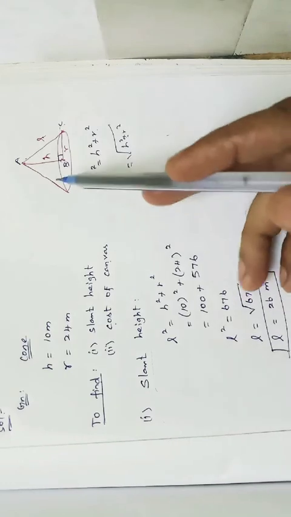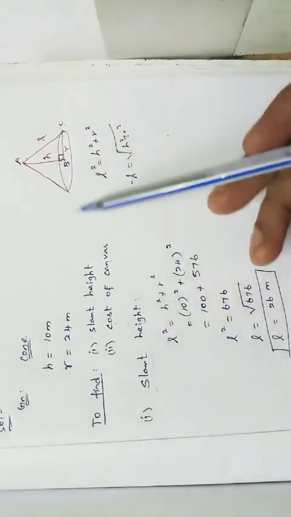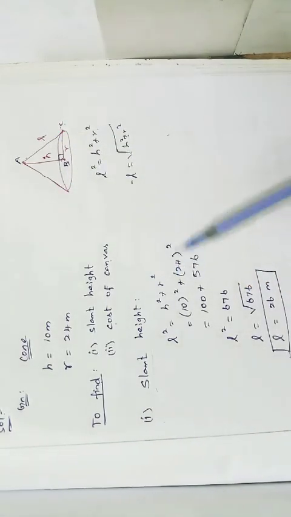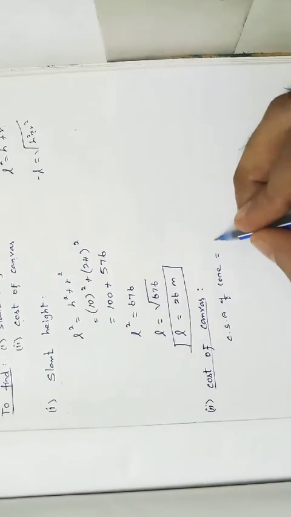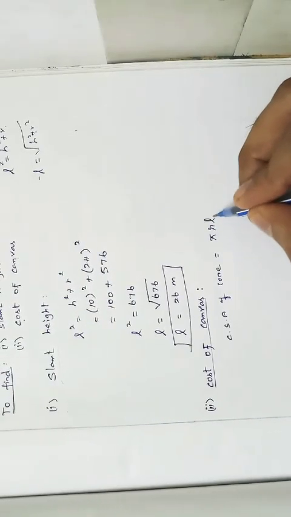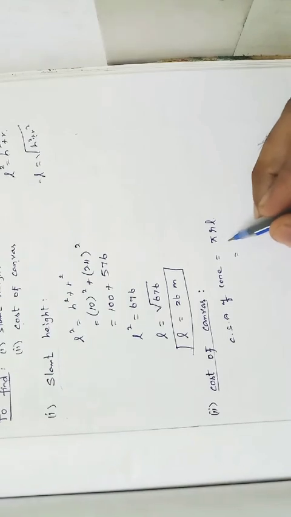CSA, the curved surface area of a tent, is what we want to find. First we find the area, and after multiplying that by the rate, we will get the total cost of the tent canvas. CSA of a cone is equal to pi r L. So pi is nothing but 22 by 7.